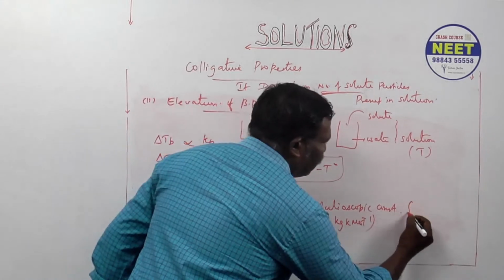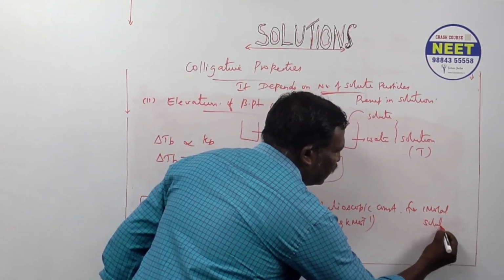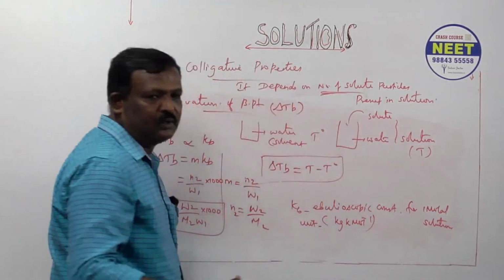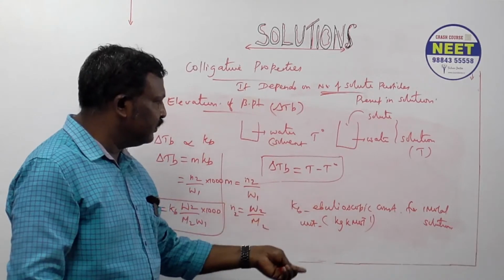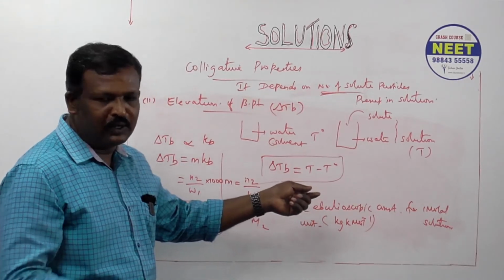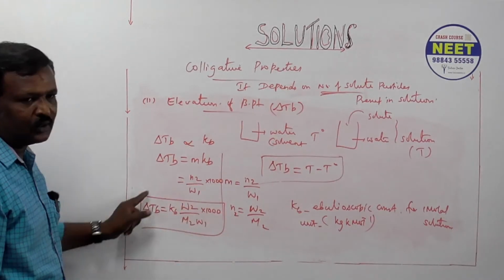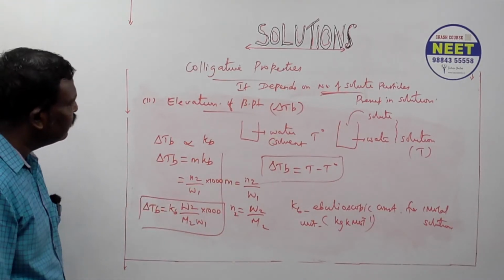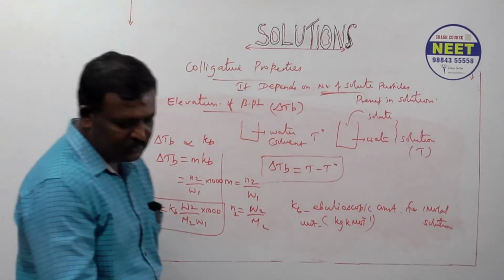Ebullioscopic constant for a 1 molar solution. It's a standard value. Whatever solvent you are taking, they will give that value. Suppose if you take water, it is 0.52. They will give the value, so you substitute here, and anyone can be the unknown quantity. Understood?